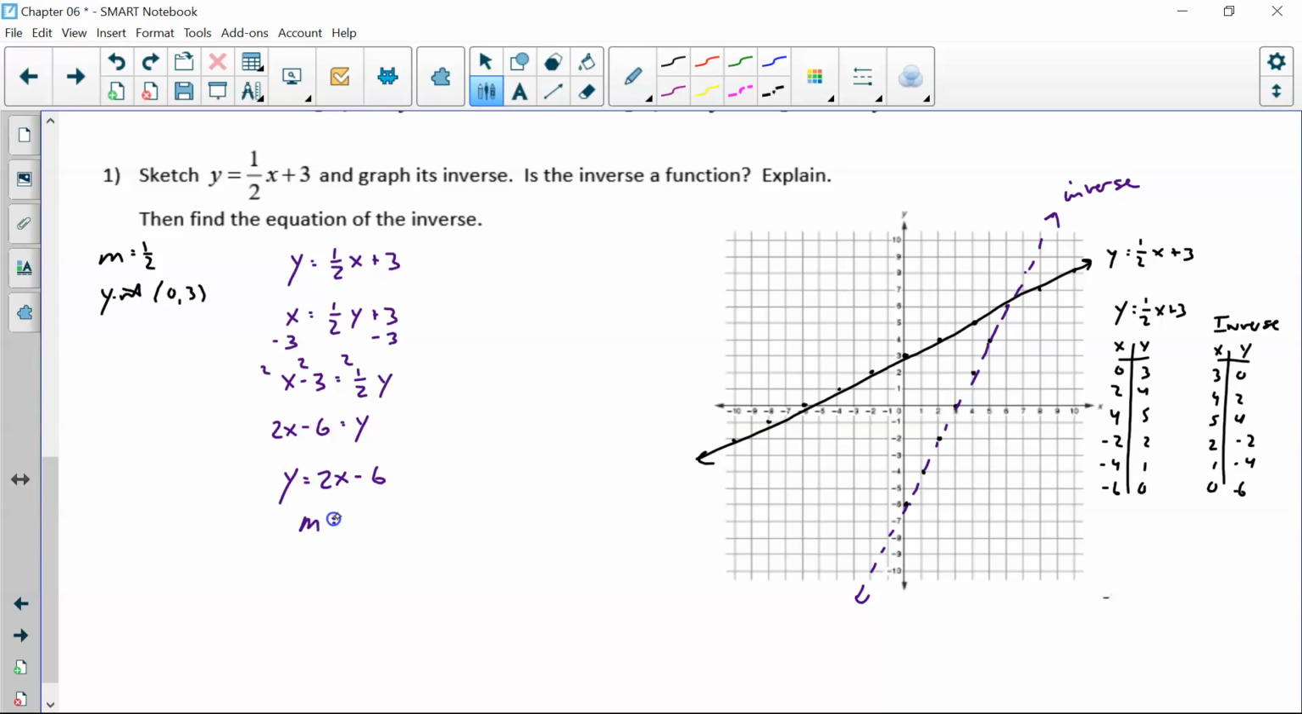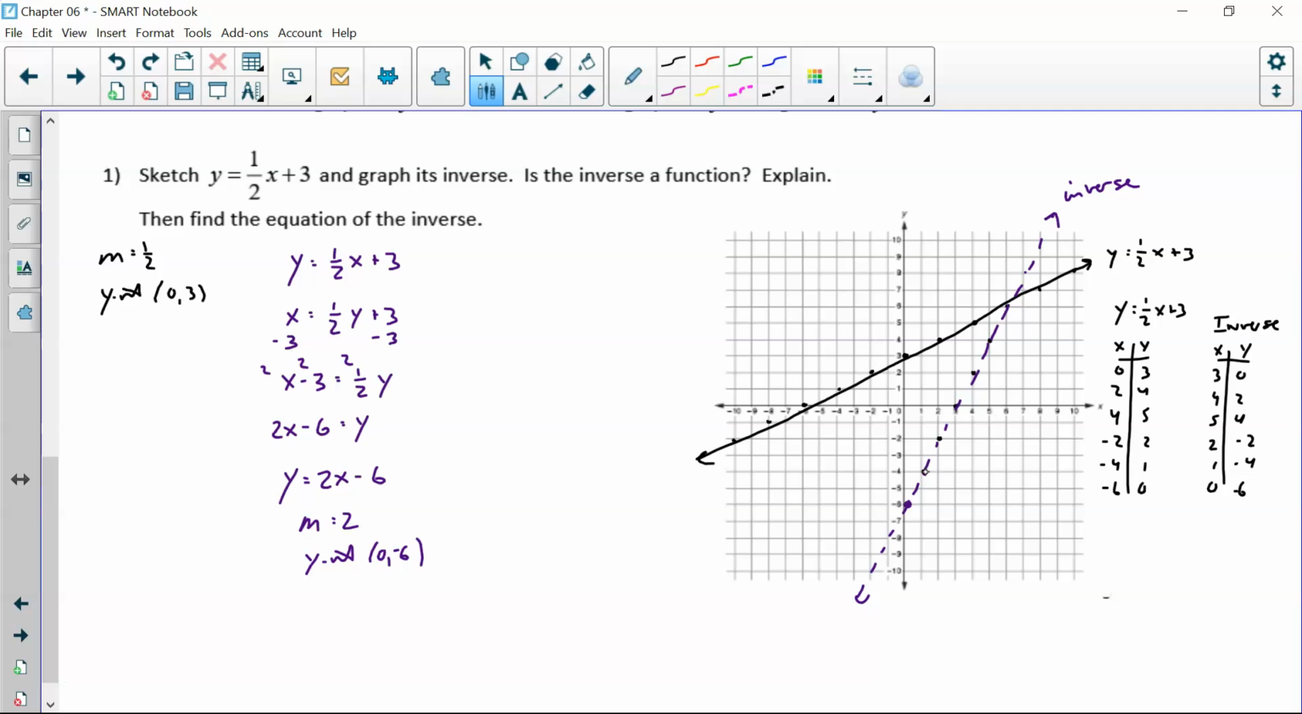So the slope would be 2, and the y-intercept is at 0, 6. Oops, sorry, 0, negative 6. And you can see 0, negative 6, and then we're just going up 2 over 1. You see how that matches up to our graph?